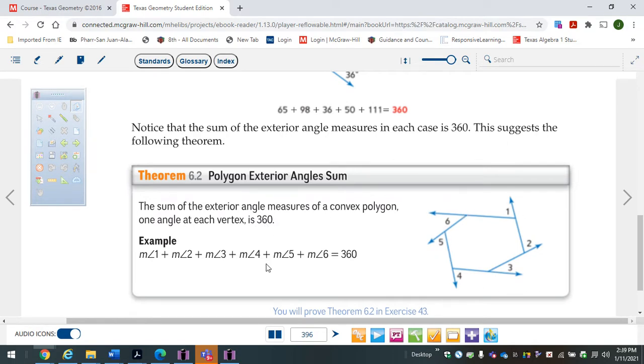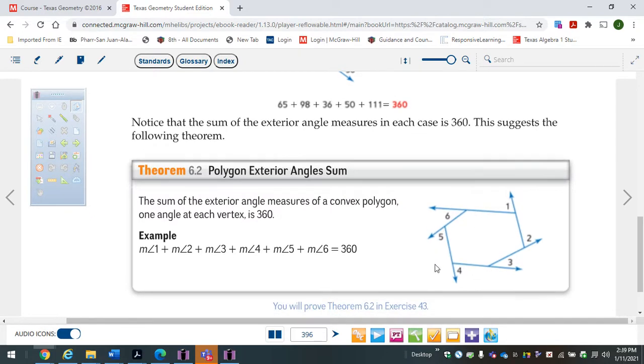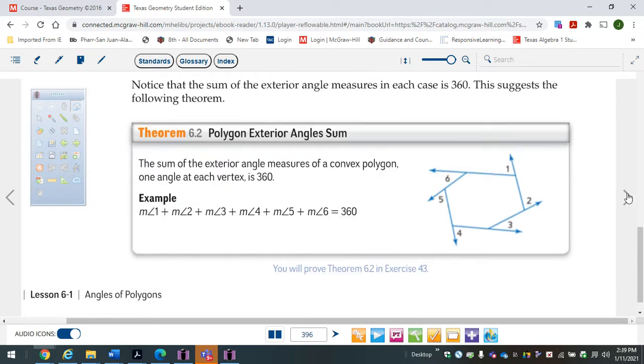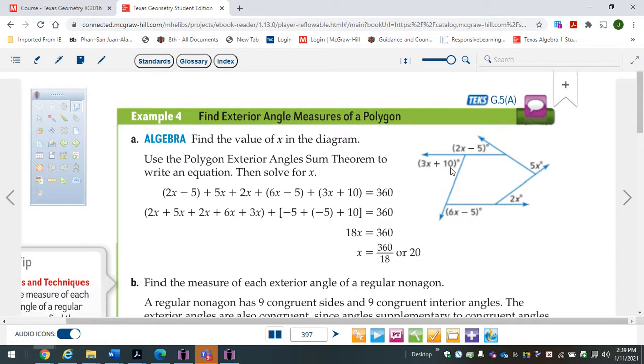So take each one, regardless of what they look like. When you add them all up, the polygon exterior angle sum theorem basically means they all add up to 360. This is pretty easy. Eventually, they're going to say, find x. So find the value of x.